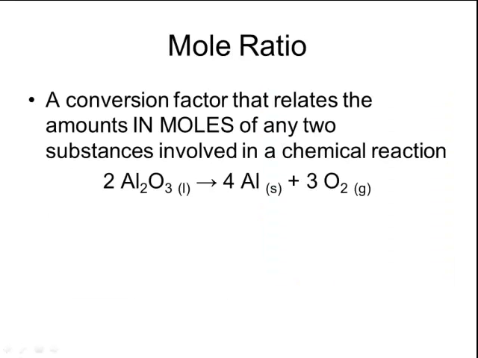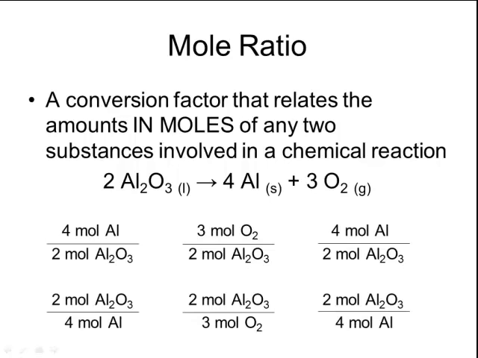When looking at a chemical reaction, you can create conversion factors that relate the amounts in moles of any two substances that are involved in the chemical reaction. So for example, the ratio between aluminum oxide and aluminum is a 2:4 ratio, whereas the ratio between aluminum oxide and oxygen is a 2:3 ratio.